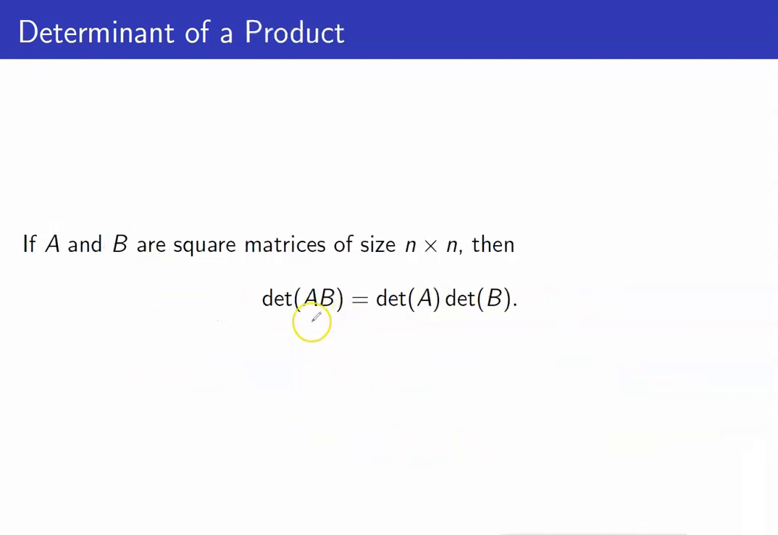Here is our next big result. The determinant of a product is equal to the product of the determinants.